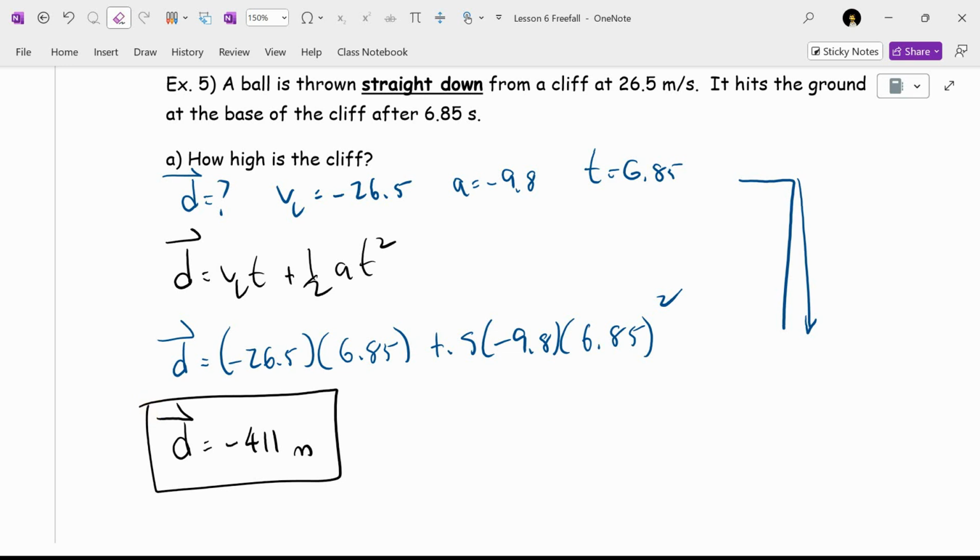What's the maximum height of the ball? Also 411 meters, because it didn't go up at all this time. If you wanted to report it as a height, or in my answer key, I might report it as positive 411, and I'll take either on the test. I'm not that fussy yet.